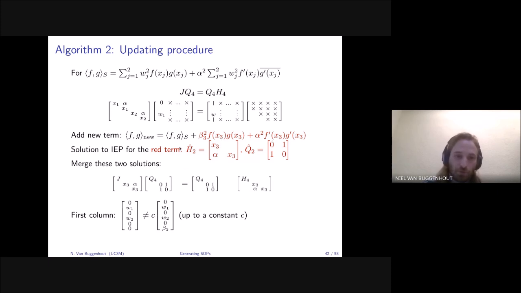Well, then we need to merge this 2 by 2 block. So here we have the solution H hat 2 and Q hat 2 as well. And we want to merge these solutions to the already computed Q4 and H4.